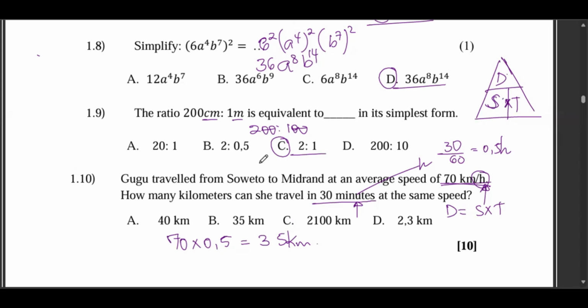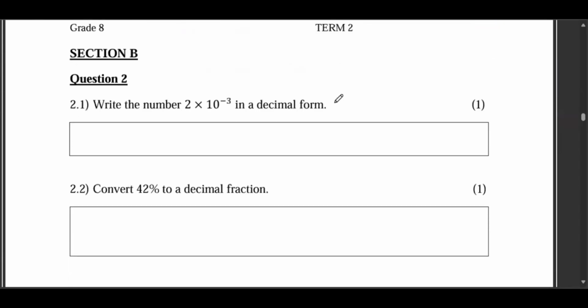Okay, this marks the question 1 revision. Let's look at another pattern. You see question number 2. Question number 2, here we are looking at: write the number 2 times 10 to the power negative 3 in decimal format. In other words, they want you to say 2 times 1 over 10 to the power 3, which is the same as 2 over 1,000, which becomes 0.002.